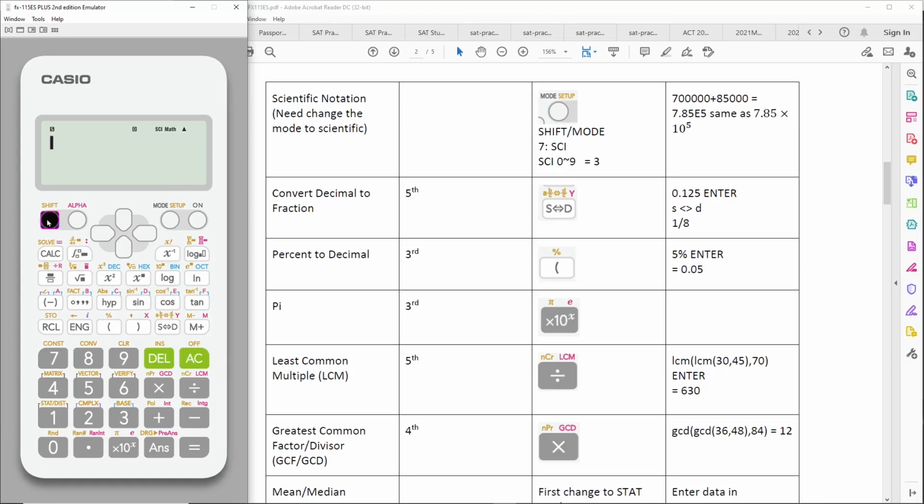And to get back to normal mode, go back to shift mode to get back to setup, and then go to option 8 for normal. And then how many decimal places? Let's say 2. Alright, so let's say we want to convert a decimal to a fraction. So I'm going to enter in 0.125. And now since I'm in the Math IO mode, it's going to give me a fraction. I'm going to press this button to convert it from decimal to fraction. So 0.125 is 1/8.